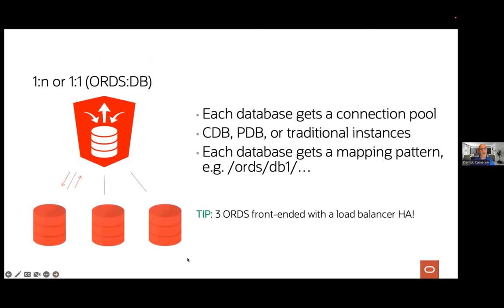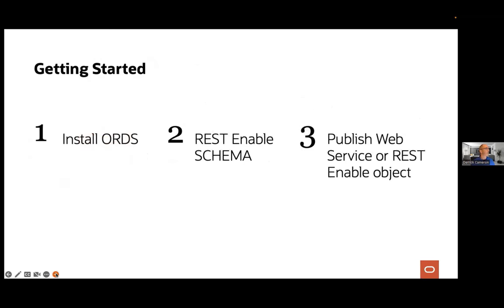And it does support multiple connections. So you can have one ORDS installation, and you'll see it when I go into the configuration, it's going to prompt, do you want to set up another database pool? Do you want to add one? It just creates different endpoints for every database and every schema and every table. So one ORDS installation can support multiple databases. So install ORDS, REST enable your schema, and then just publish your content.